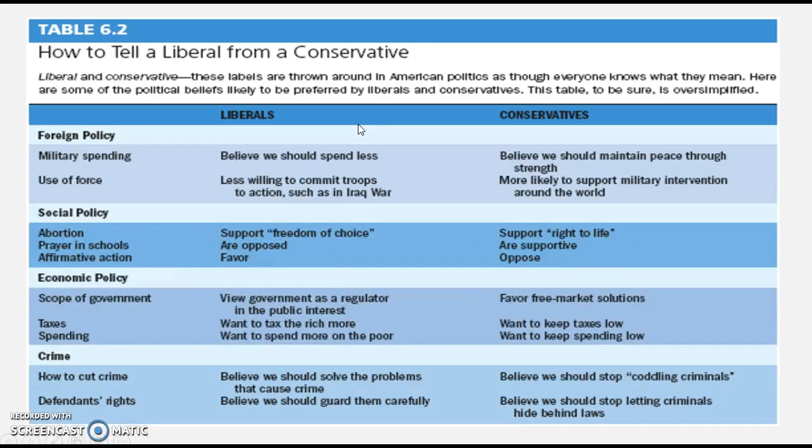But how do you tell a liberal from a conservative? Well, the big issues here: foreign policy with military spending. Liberals tend to believe that there should be less spending, whereas conservatives believe the opposite.